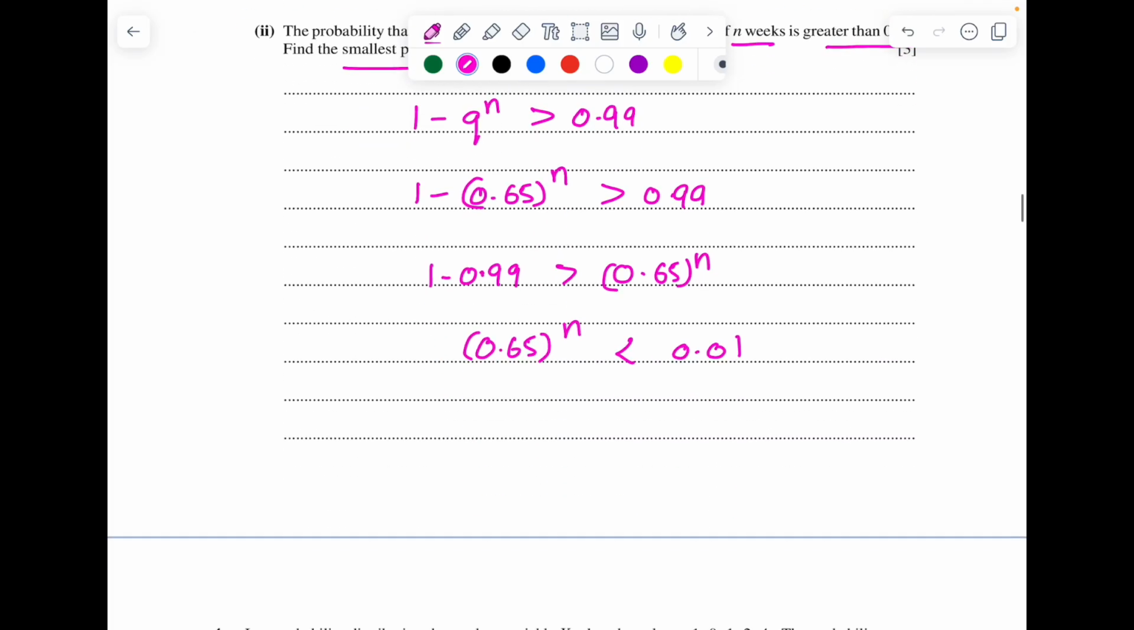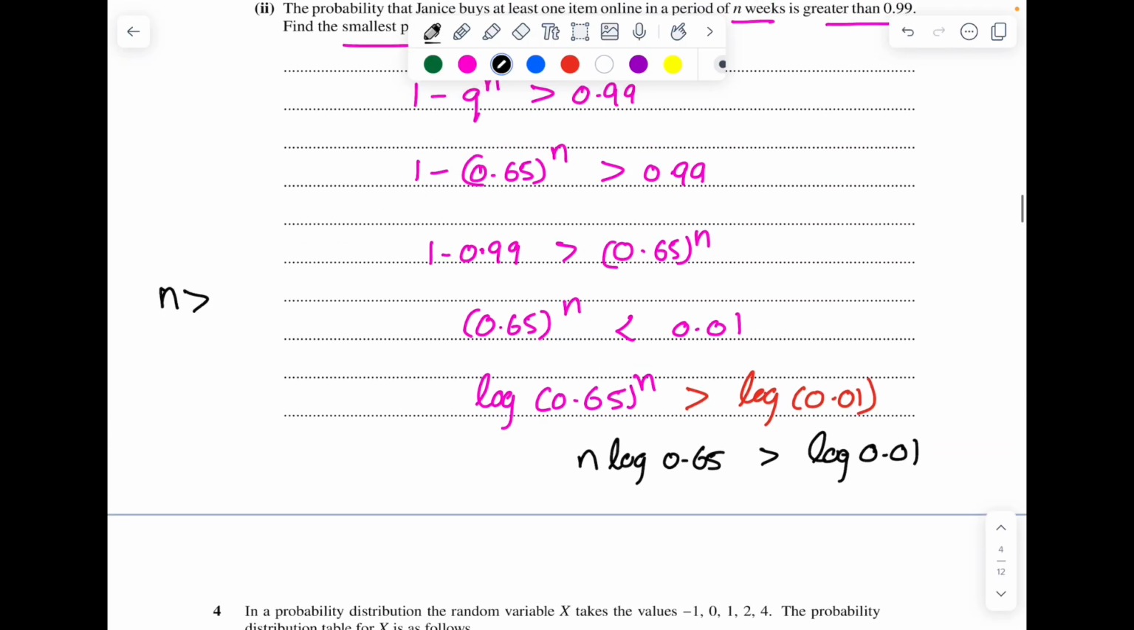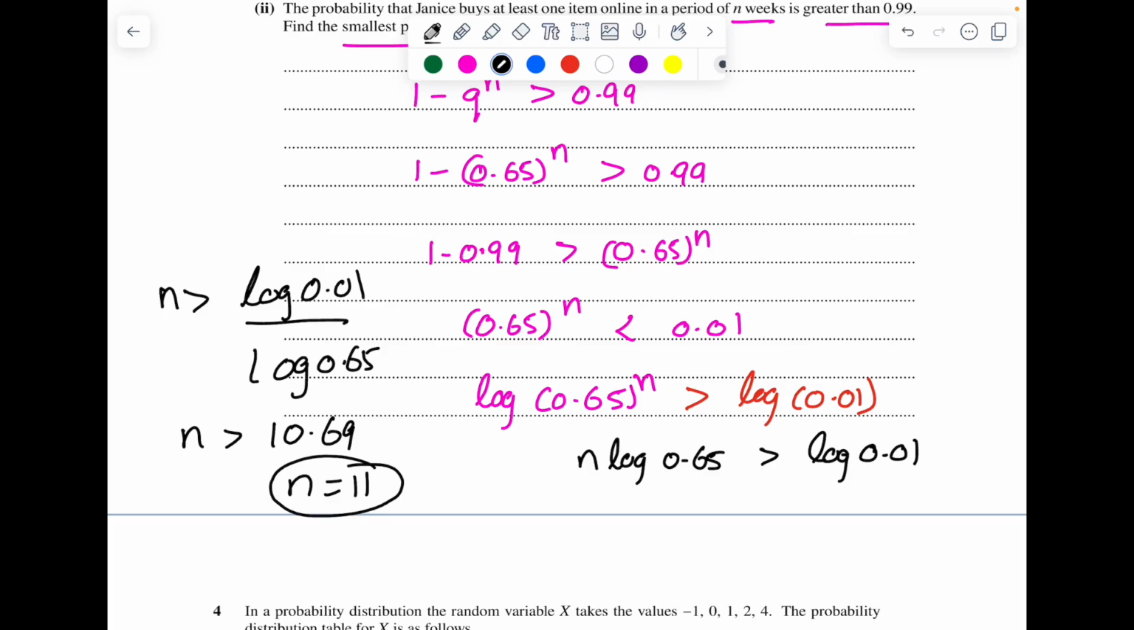0.01. Then apply log on both sides. Log of 0.65 to the power of n, the inequality symbol changes, is greater than log 0.01. So what does that become now? n log 0.65 is greater than log 0.01. So n is greater than log 0.01 divided by log 0.65. Do it by calculator, you'll get 10.69. So n equals 11. So see that whenever you apply log on both sides, the inequality symbol changes over there.